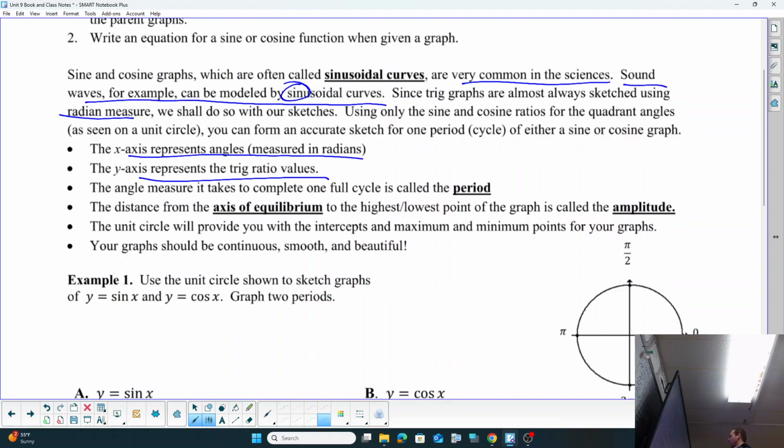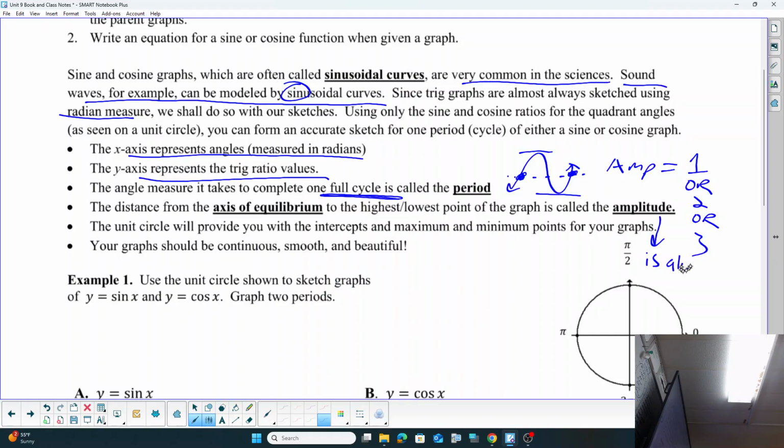The angle measure takes complete one full cycle. One full cycle is called the period. So you start here and you finish here, even though it continues. The distance from the axis of equilibrium to the highest or lowest point is called the amplitude. So up here and down here is called the amplitude. So it could be 1 or 2 or 3. Amplitude is always positive. So always positive.